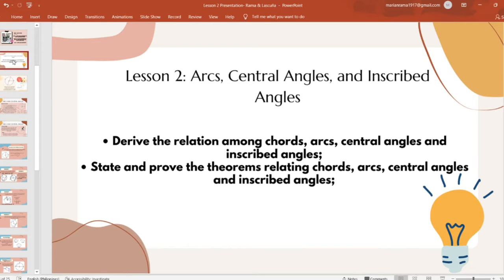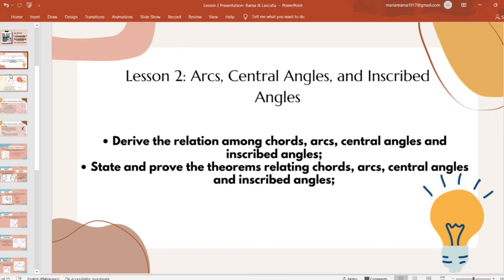Hello again everyone. So for this lesson we have arcs, central angles, and inscribed angles. You are tasked to derive the relation among chords, arcs, central angles, and inscribed angles, and also state and prove the theorems relating to chords, arcs, central angles, and inscribed angles.